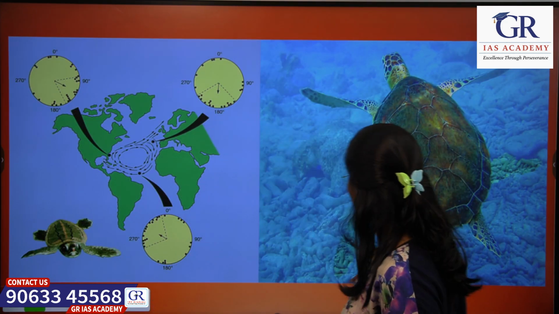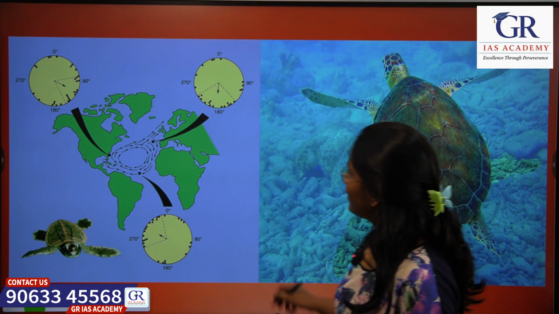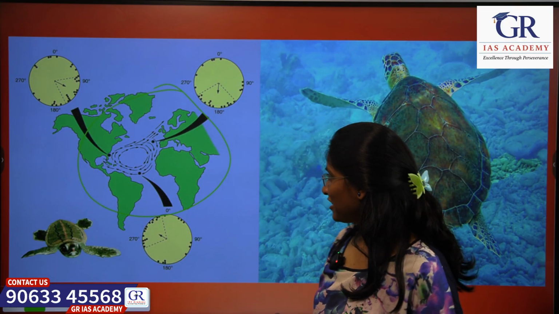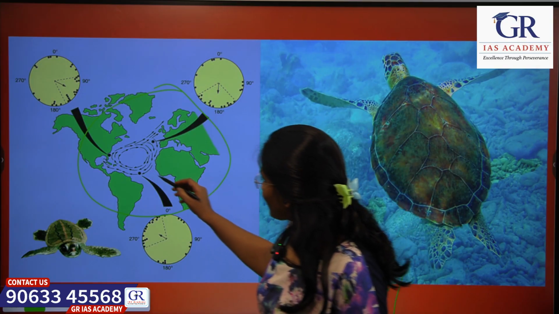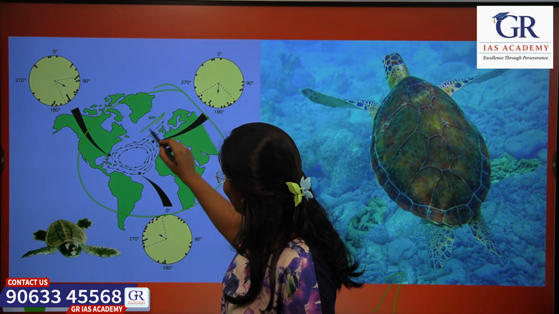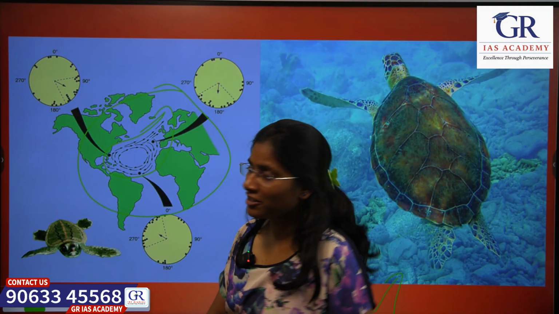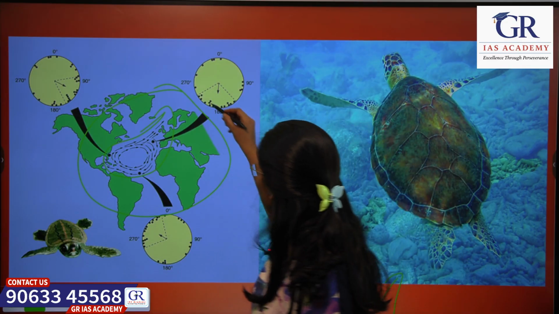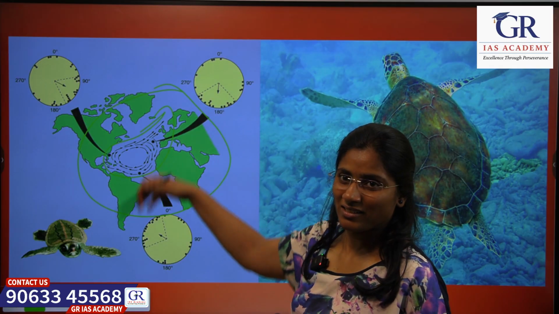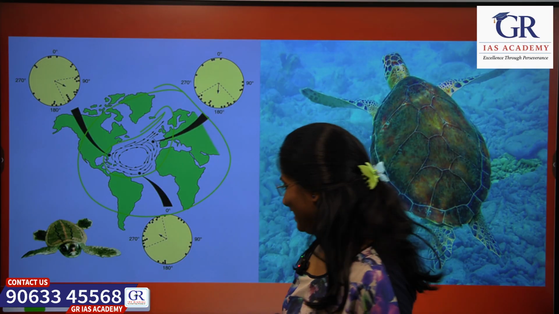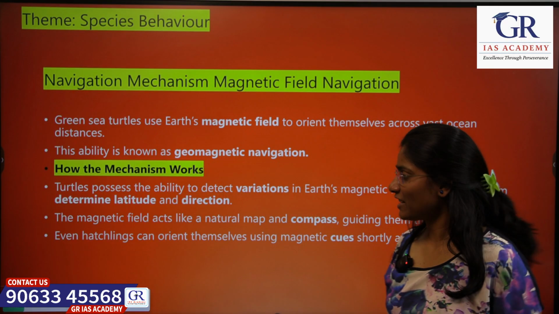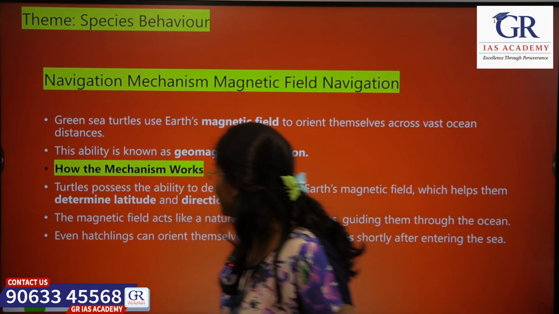This is our green sea turtle, and this is its migration pattern. If you notice, it migrates for both food and breeding grounds. It uses a magnetic compass, I mean the Earth, for navigation purposes. So, the navigation mechanism of green sea turtles.